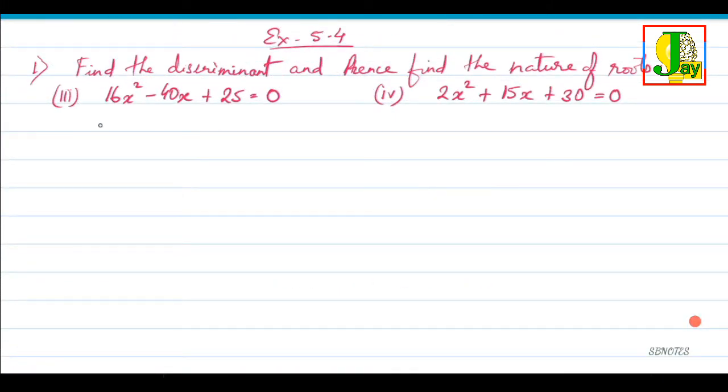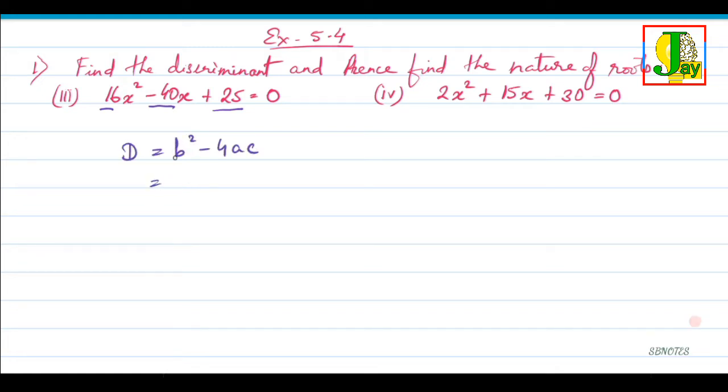So the first question, we have 16x square minus 40x plus 25. This is the general form of a quadratic equation, so a is 16, b is minus 40, and c is 25. You have to find the discriminant and hence find the nature of the roots. To find the nature of the roots we need the value of the discriminant. So what is the discriminant here? D equals b square minus 4ac.